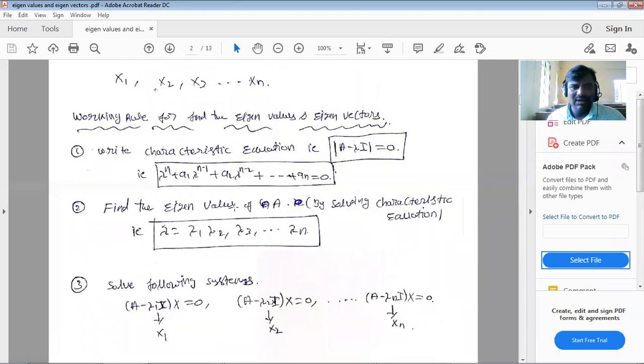What is the working rule? How to find a characteristic equation, how to find the eigenvalues, how to solve this system. This topic we already did. In the first topic, we solved the systems using the rank method. The textbook gives another way, but my choice is to use the rank method only. That's the perfect solution to find all the problems.